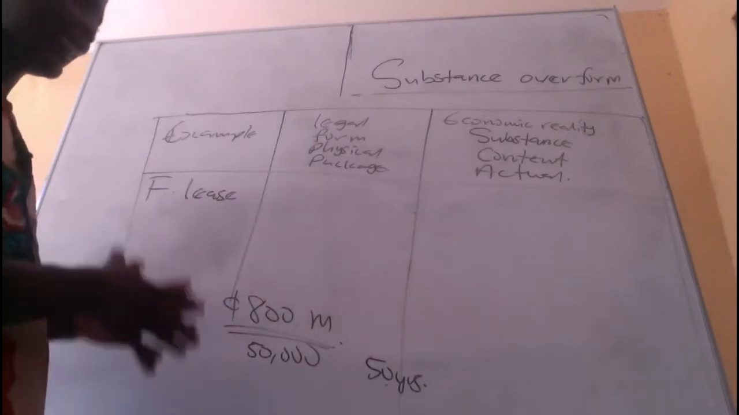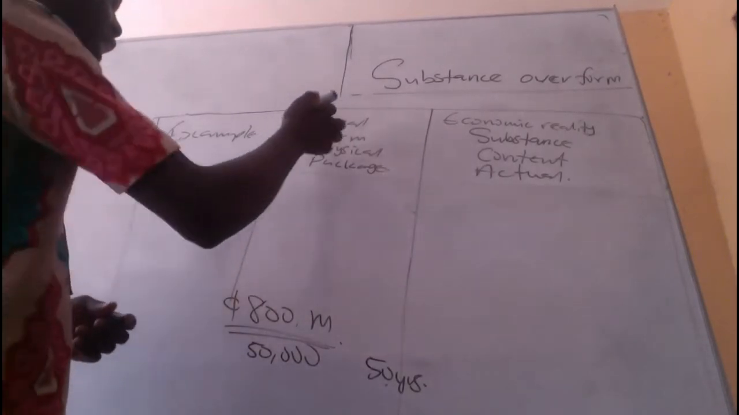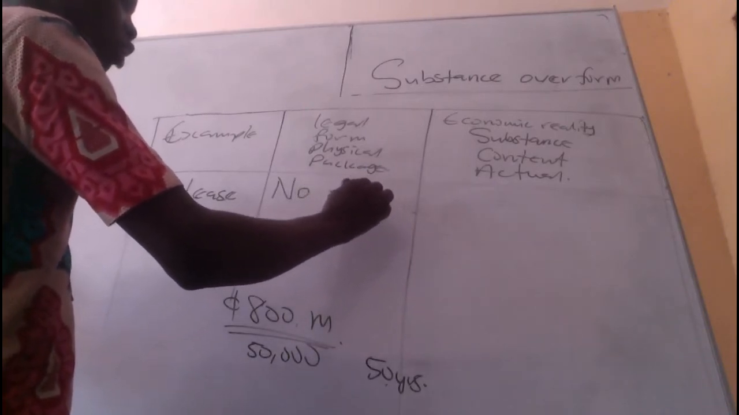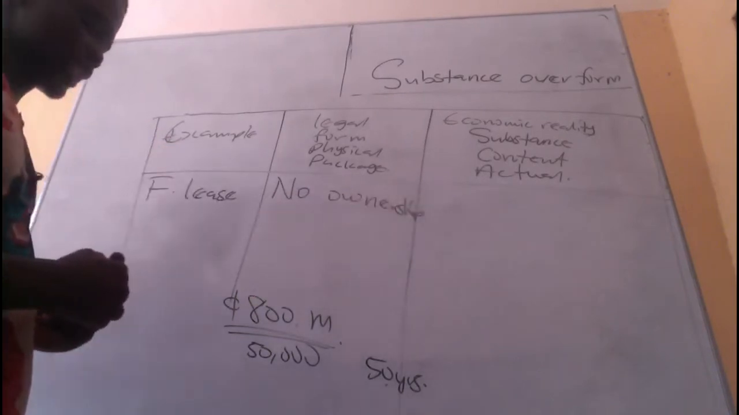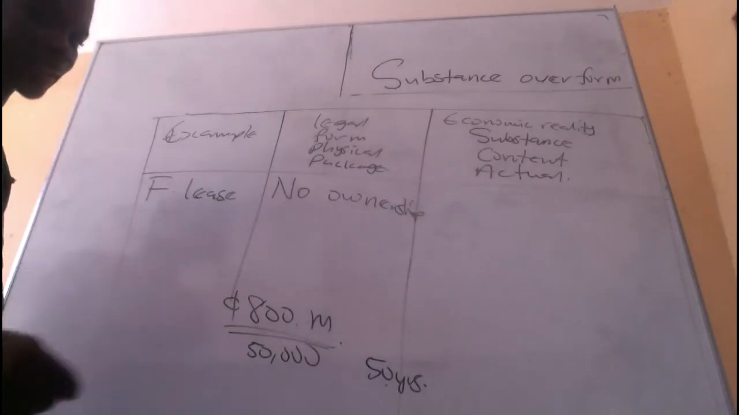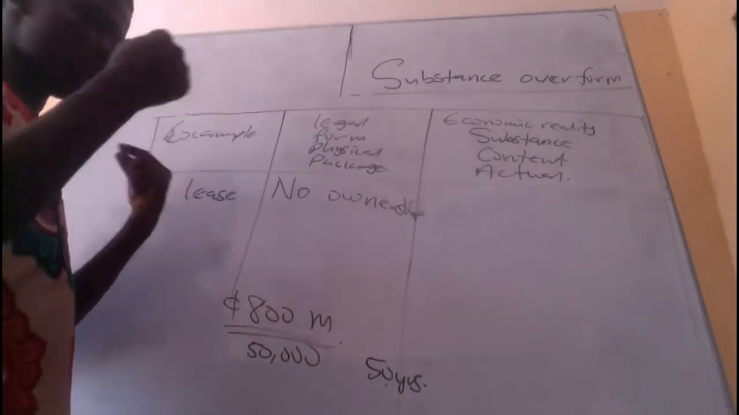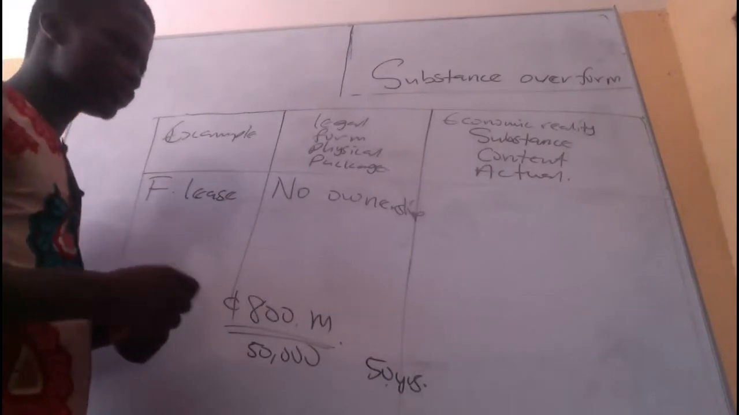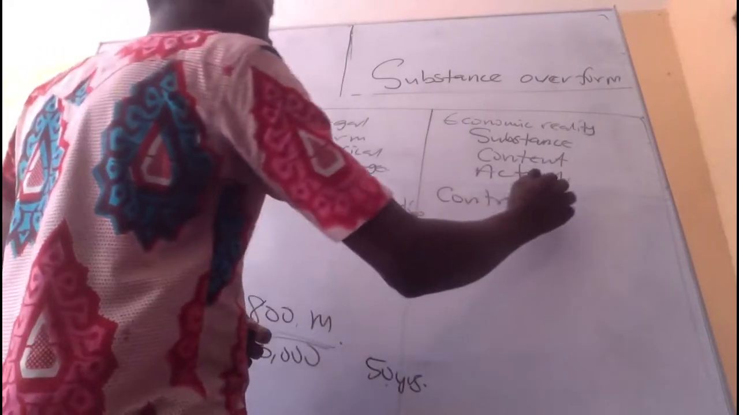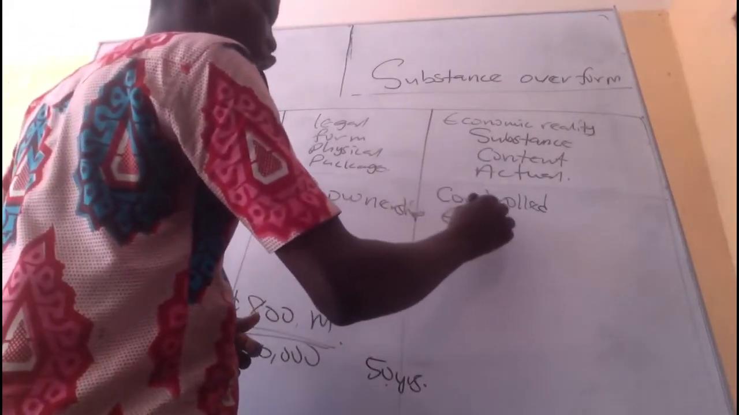Now let's analyze the legal and then the economic version of this transaction. Legally, no ownership. We don't own the asset. Now let's see the reality. Who controls the asset? Is it us or the legal owner? It is us. We control the asset. So control is there. And then who enjoys the economic benefits? Yes, we are also going to enjoy the economic benefits.